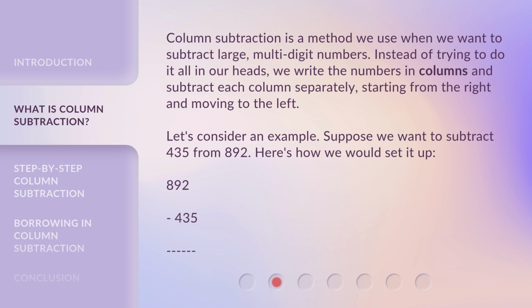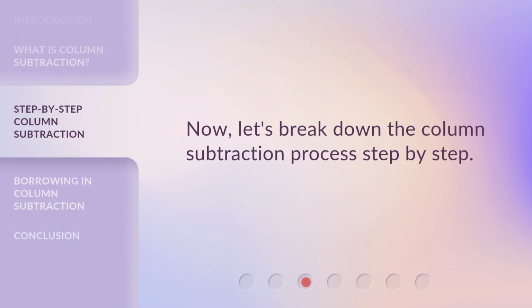Let's consider an example. Suppose we want to subtract 435 from 892. Here's how we would set it up: 892, 435. Now, let's break down the column subtraction process step by step.